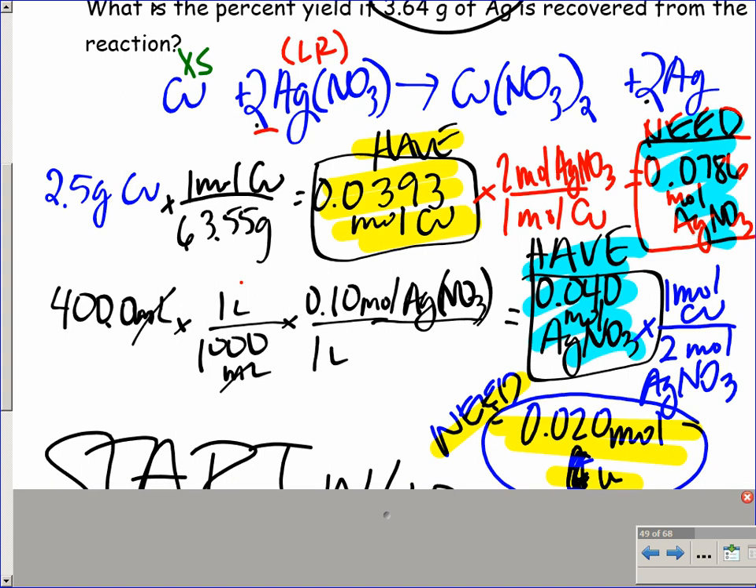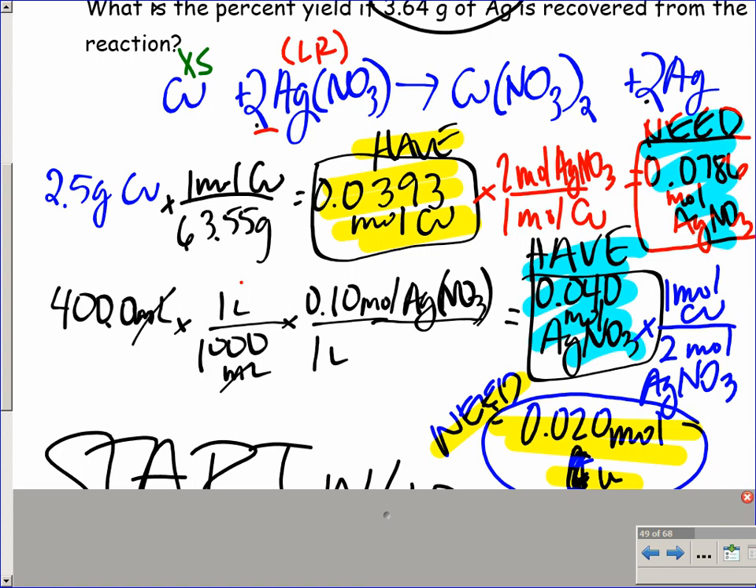which when I did my 1 to 2, where am I getting this 1 and 2? Balanced chemical equation yet again, but I'm putting the copper on top this time, whereas I put the silver nitrate on top that time. It's because I'm doing the opposite. So I got 0.02 moles of copper that I needed.